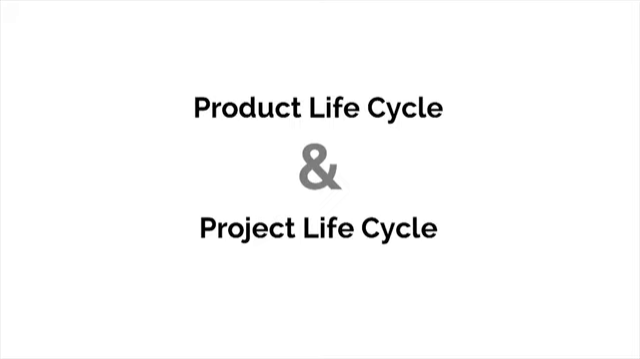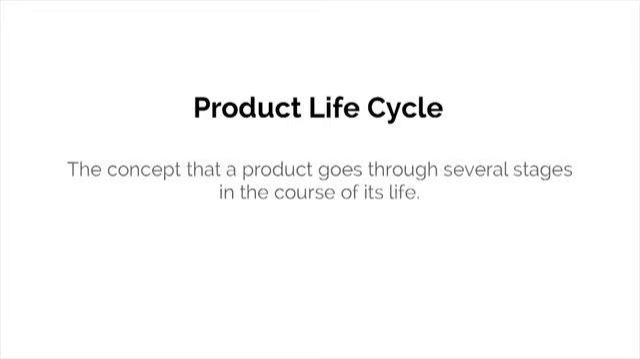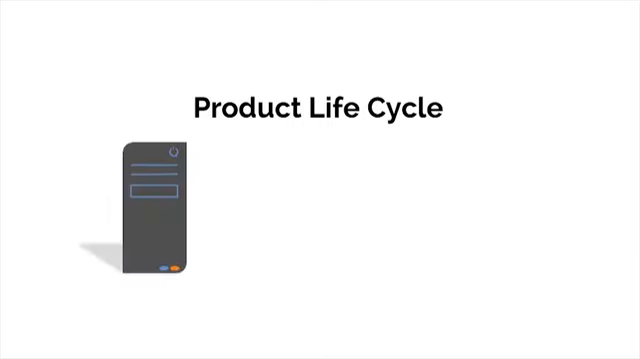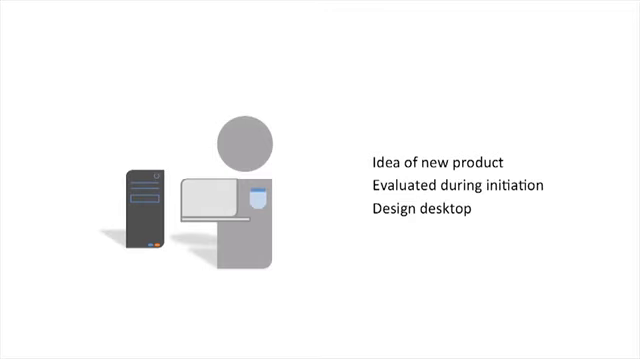Let's switch gears and now talk about the product lifecycle and project lifecycle. Care should be taken to distinguish the product lifecycle from the project lifecycle. The product lifecycle is the concept that a product goes through several stages in the course of its life. Let's look at this example of a product lifecycle for a desktop computer. A project undertaken to design a new desktop computer is only one phase in the product lifecycle. It's important to note here that every product lifecycle goes through similar stages.